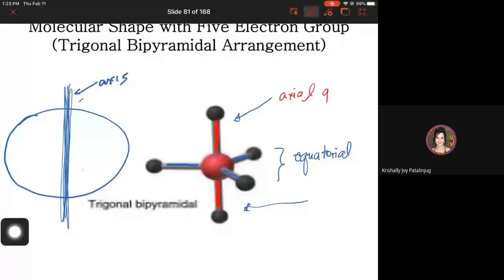So there are two locations for groups of electrons in a molecule with five surrounding electron groups. Equatorial has three groups of electrons, and the axial part has two electron groups. There is also an ideal bond angle for any molecular shape.